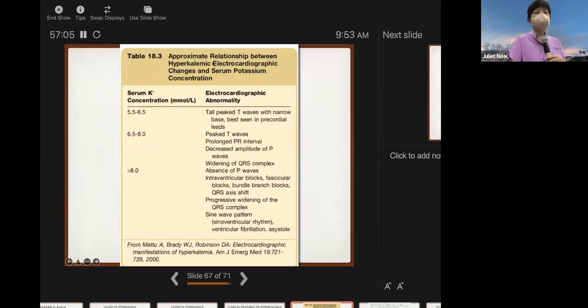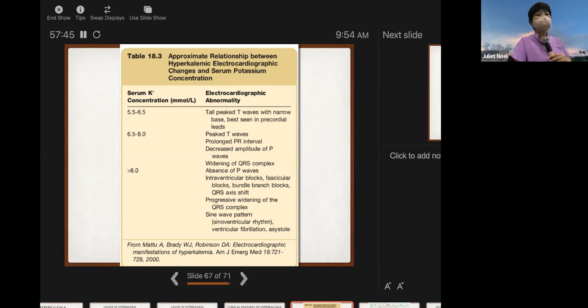So the ECG changes approximate as follows. At 5.5 to 6.5, what you can see is a tall peaked T wave with a narrow base. You see that in the chest leads, V1 to V6. When the potassium is 6.5 to 8, you will have peaked T wave, you start to have a prolonged PR interval, you also have decreased amplitude of P, and you start to have a widening QRS.